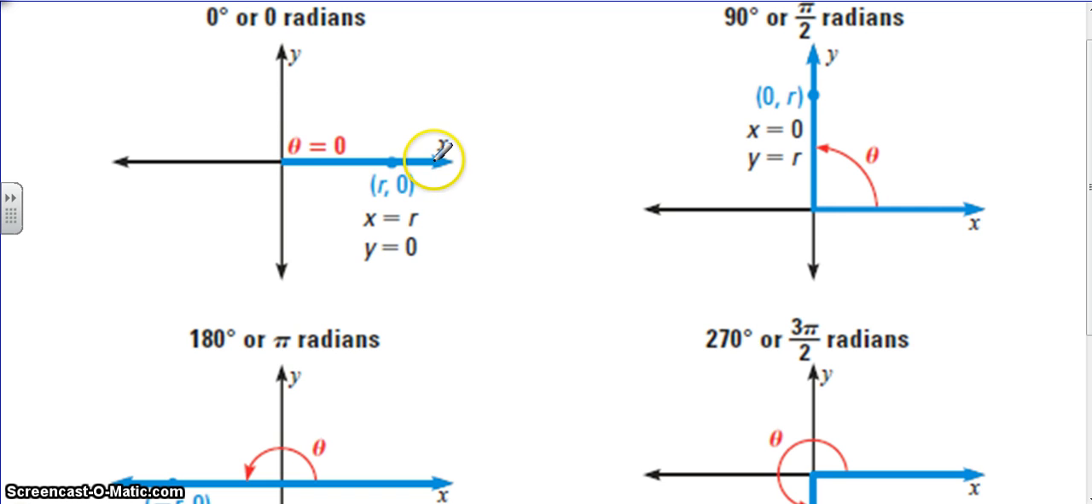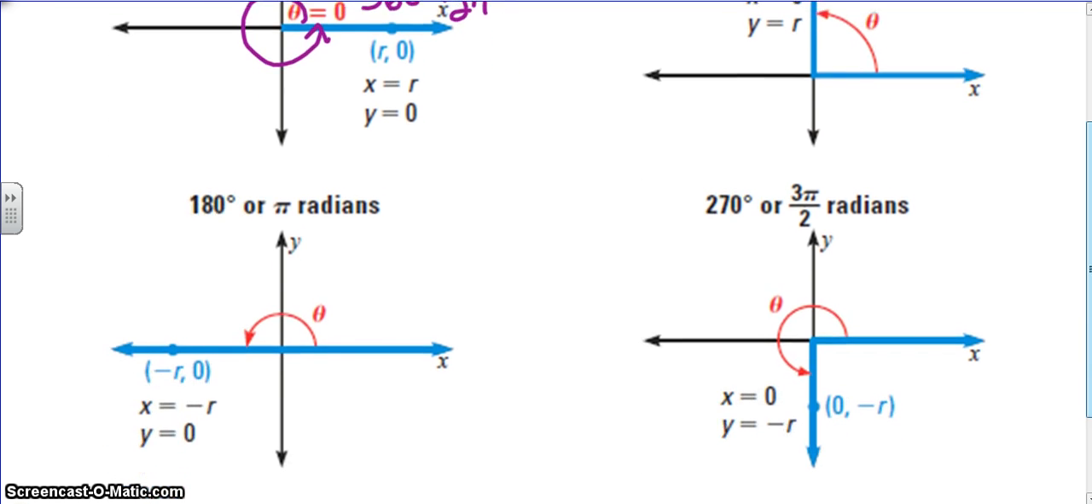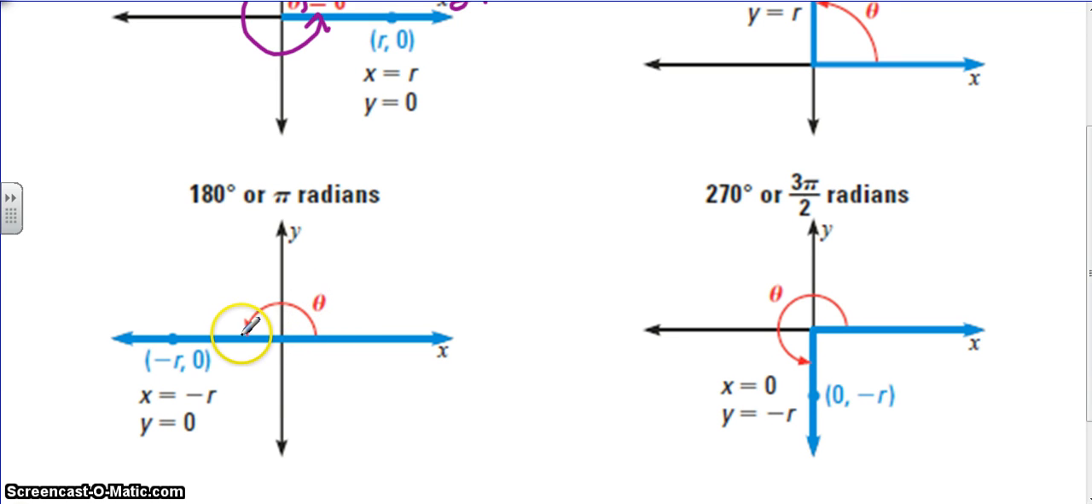So this would be an angle of 0. This would also be, if the ray gets rotated all the way around, 360 degrees, or in radians, 2 pi radians. This is a positive 90 degrees, or pi over 2 radians. This is a quadrantal angle, it's 180 degrees, or pi radians. If I had gone this way, then it would have been negative 180 degrees, or negative pi radians. Here's a 270 degree angle, this is also a quadrantal angle, or 3 pi over 2 radians.